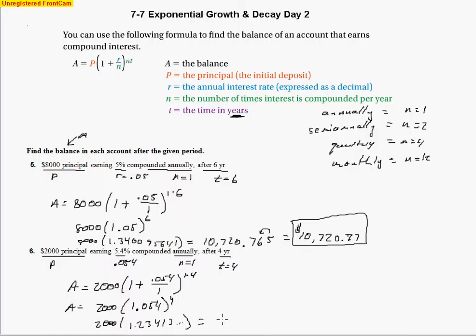I get 2,468.268. So I've got to look at the thousandths place and see what to do to the hundredths, and this time I round up again. So $2,468.27. So you can see when the savings were good, we had a 5.4% interest rate compounded annually for 4 years. Hey, you earned $468.27. Not too bad.